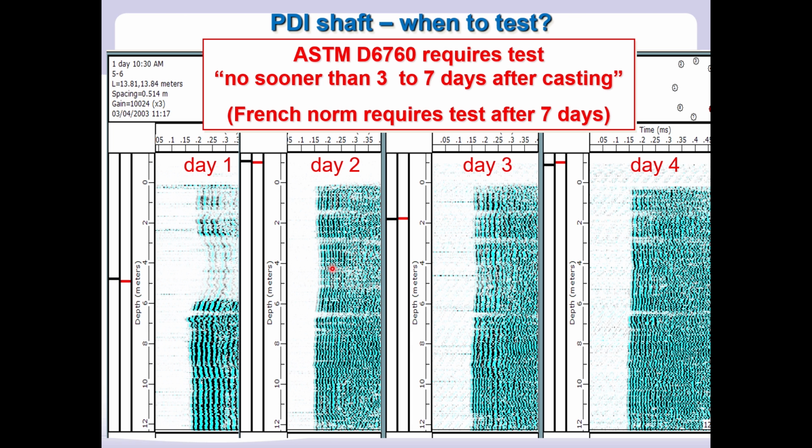By day number 2, not so obvious anymore. And we had also installed some purpose-built defects in the shaft, by the way. By days 3 and certainly by day 4, things had stabilized, and after that we had essentially no change for months. The ASTM standard requires that we test, quote unquote, no sooner than 3 to 7 days after casting. And the French standard would require testing only after at least a 7-day wait.